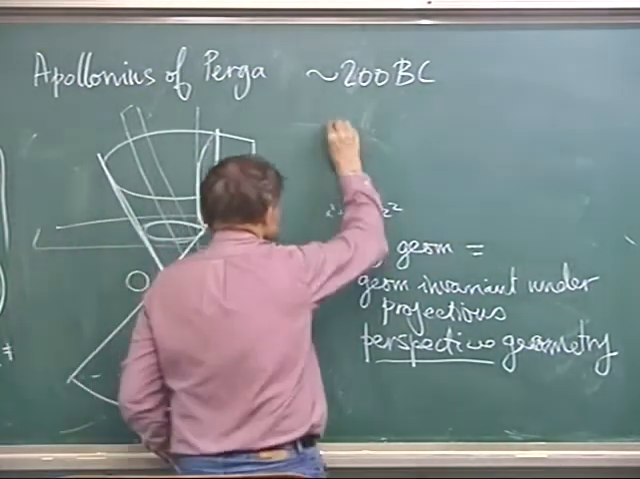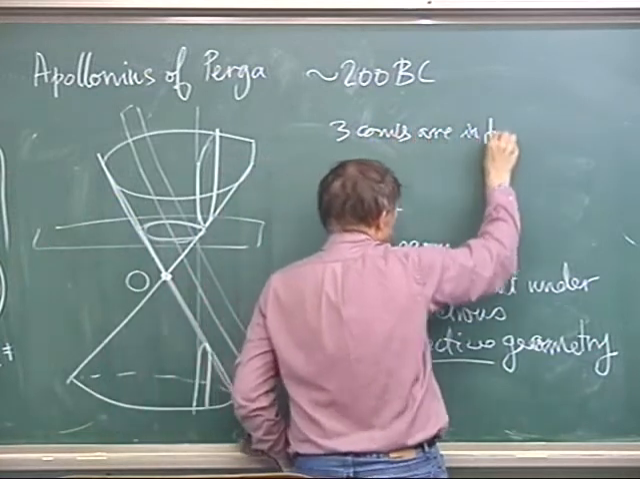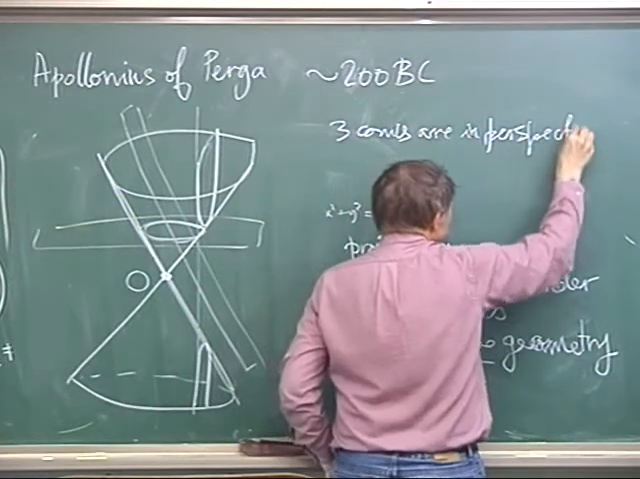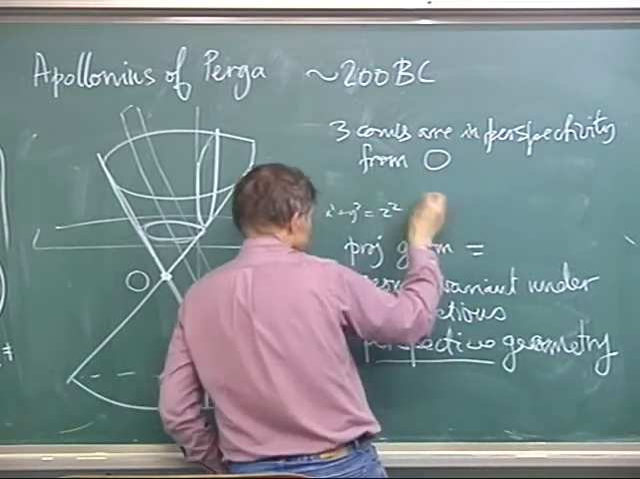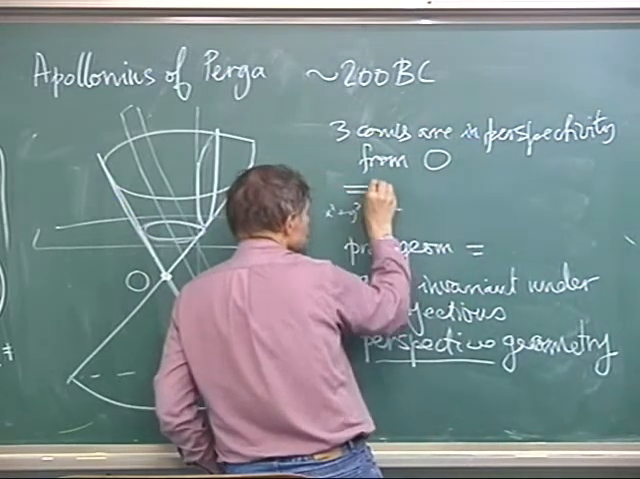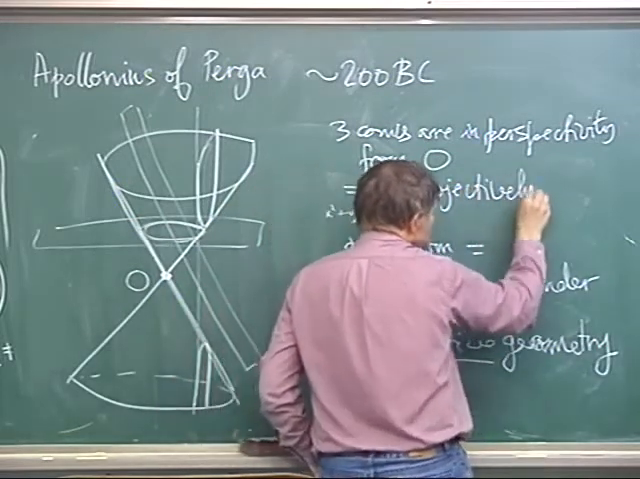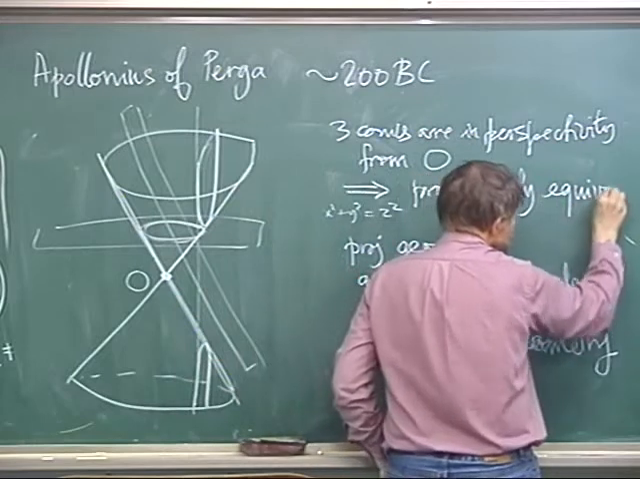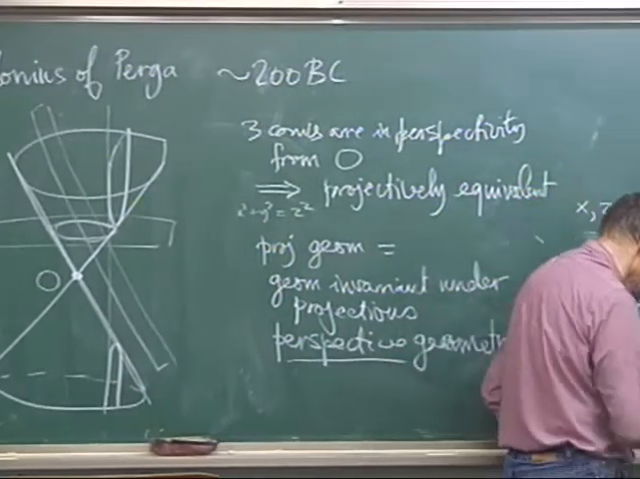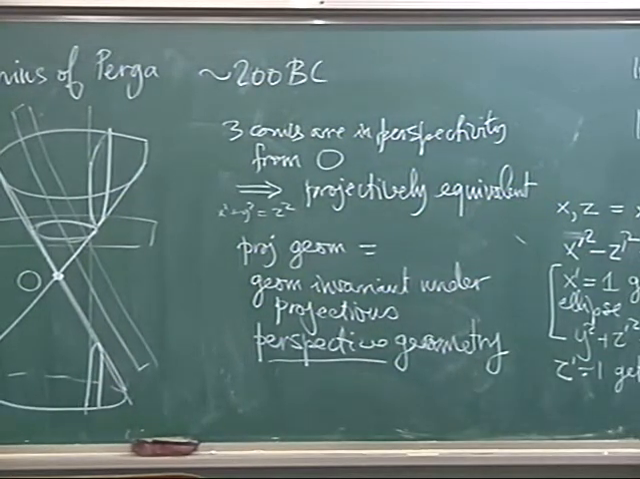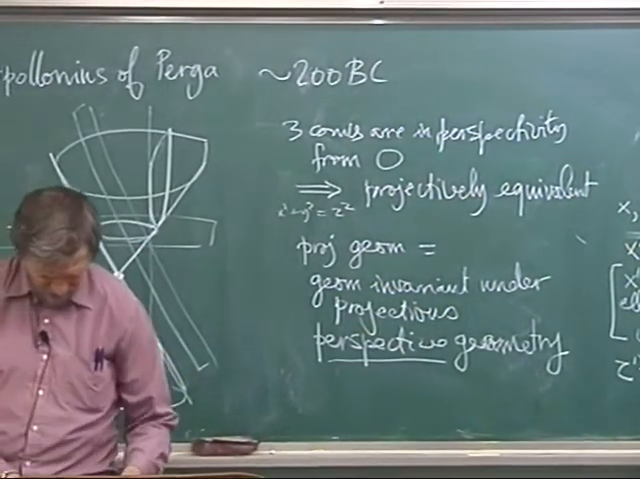So the three conics are in perspectivity from the origin. And this means they're projectively equivalent. So I gave you this sort of coordinate description of the same result, but Apollonius of Perga knew this perfectly well 2,200 years ago.